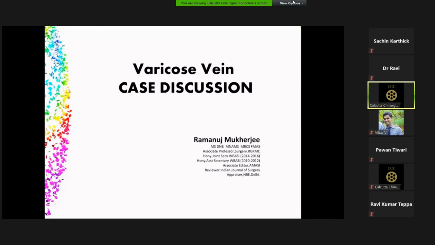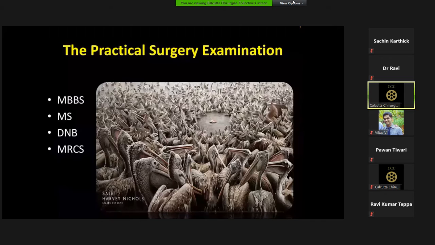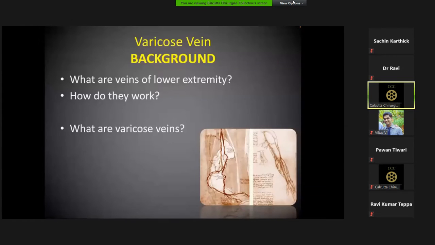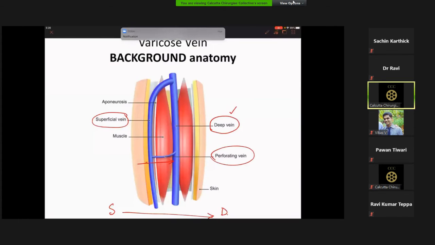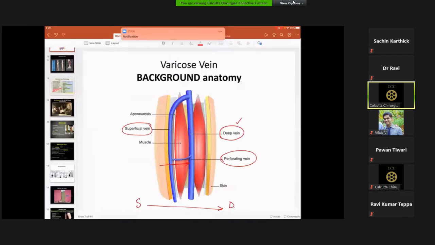When we start with varicose veins, a few things are very essential and always important for a DNB or an MS examination. It starts with understanding a few gross ideas and concepts. Number one is that the veins in the deep extremity, just give me a second, please. I opened the wrong presentation.